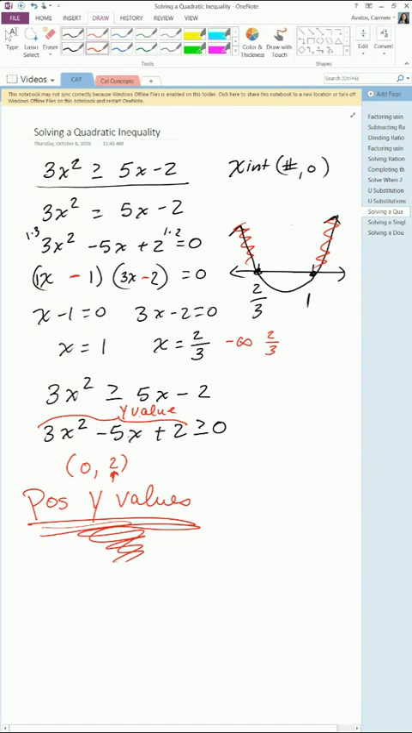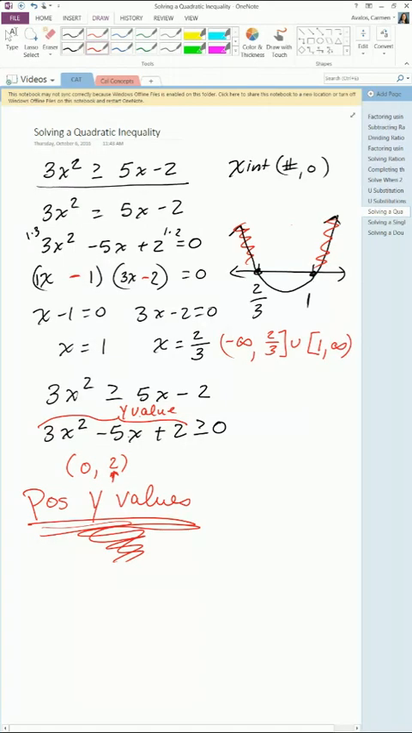Because it's greater than or equal to, that means I want y equal to 0. Y equal to 0 are the x-intercepts. So am I including the x-intercepts? The answer is yes. So then I do a bracket when it's including, and then I do union, and then it's going to be a bracket 1 to infinity.